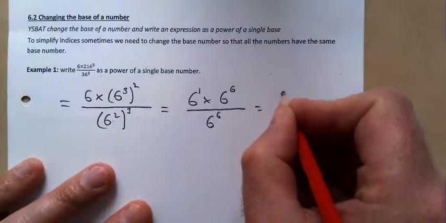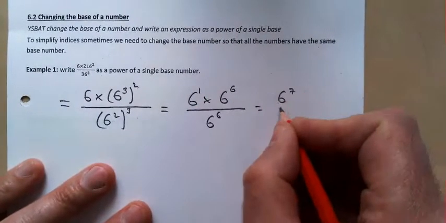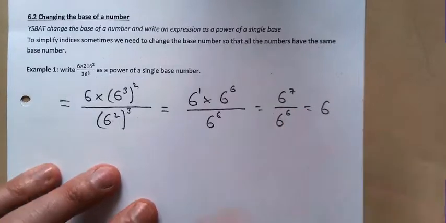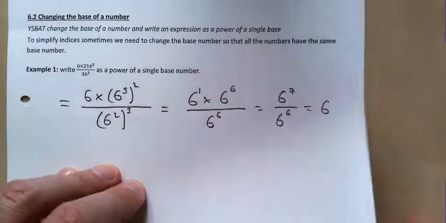Next line is 6 to the power of 7. I add the two powers over 6 to the power of 6. Subtract the two powers and I just end up then with 6.